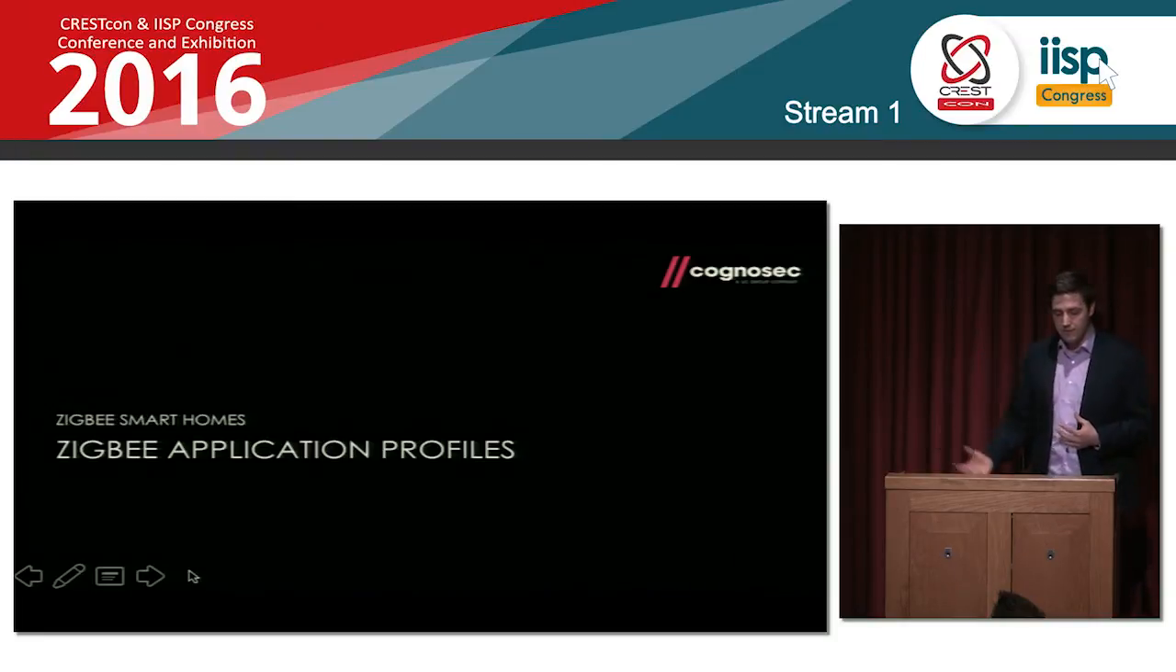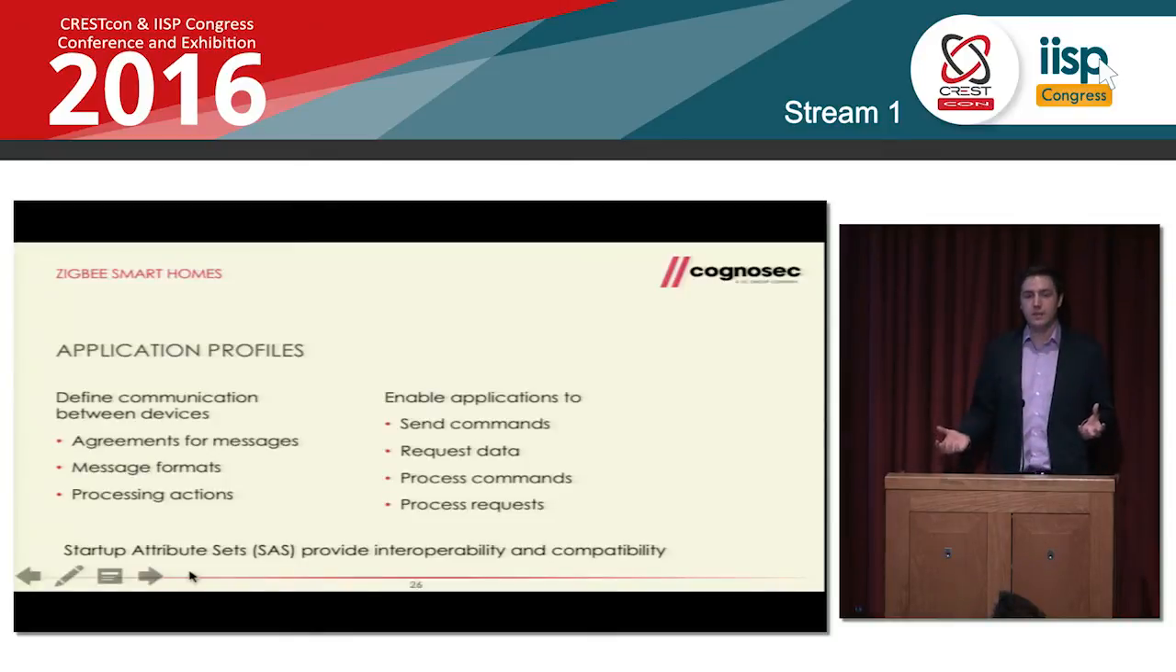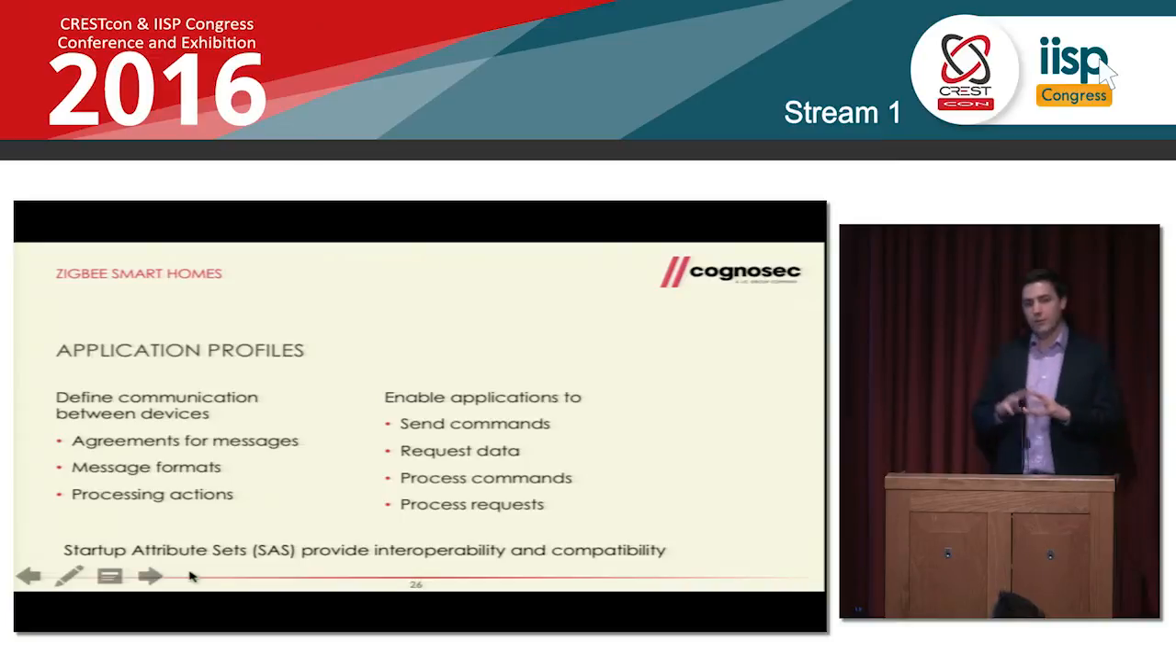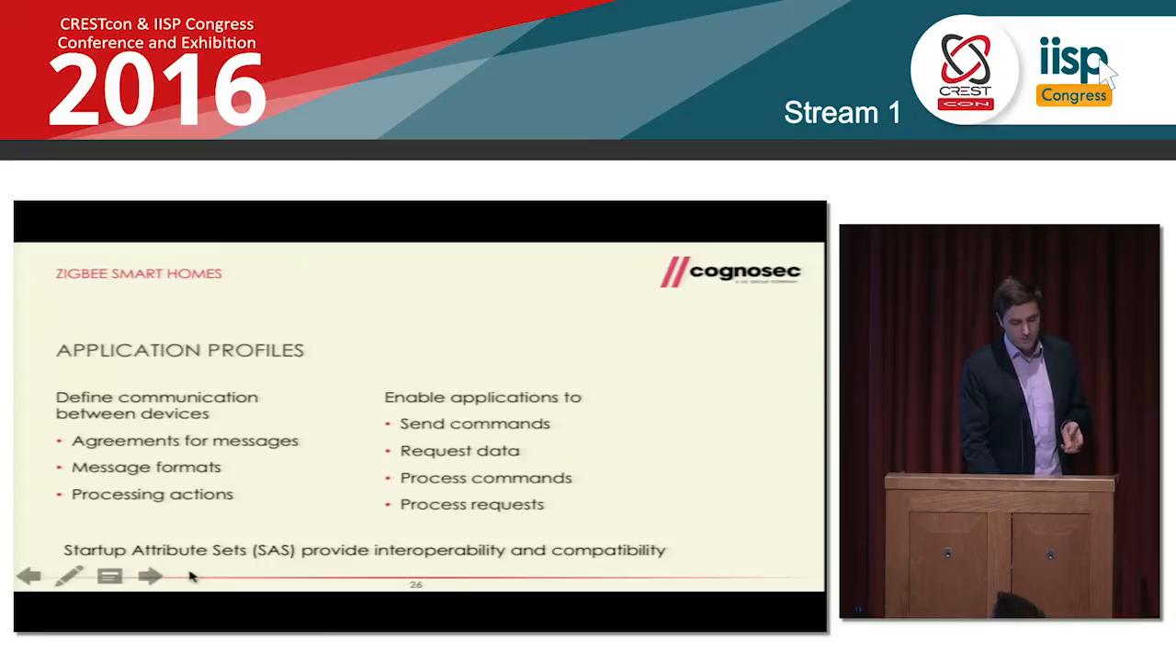The next, more interesting step is: how do the devices communicate with each other? There are some profiles out there, which they call application profiles. They define what the message formats are, how to send commands, request data, and process the actions. And for compatibility they also define what they call startup attribute sets. So if you want to build a certified ZigBee device, you also have to provide these SAS services.